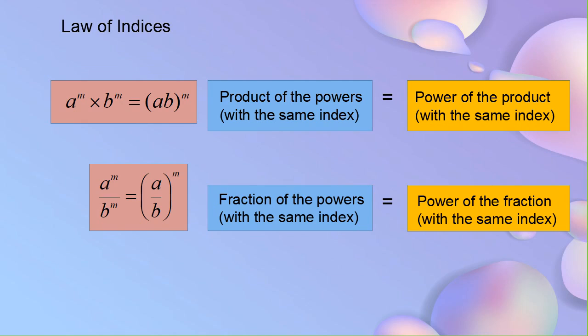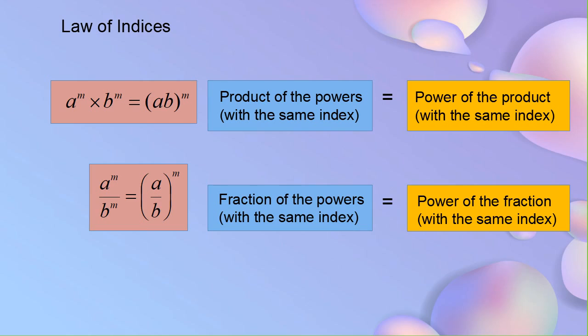Let's look at the seventh law. Product of the powers equals to power of the product, given that you have the same index. For example, a to the power of m multiply b to the power of m equals to ab to the power of m.